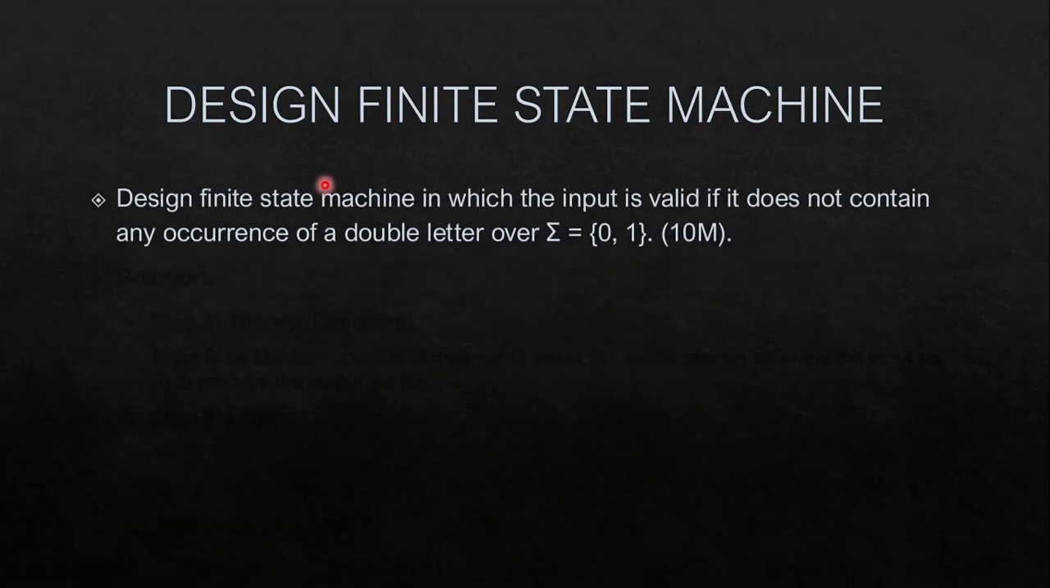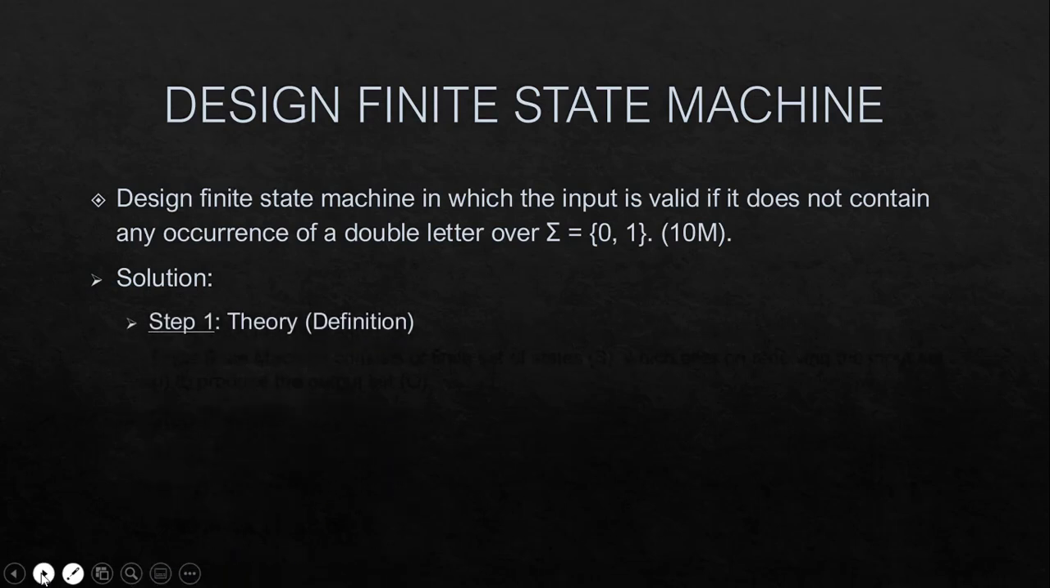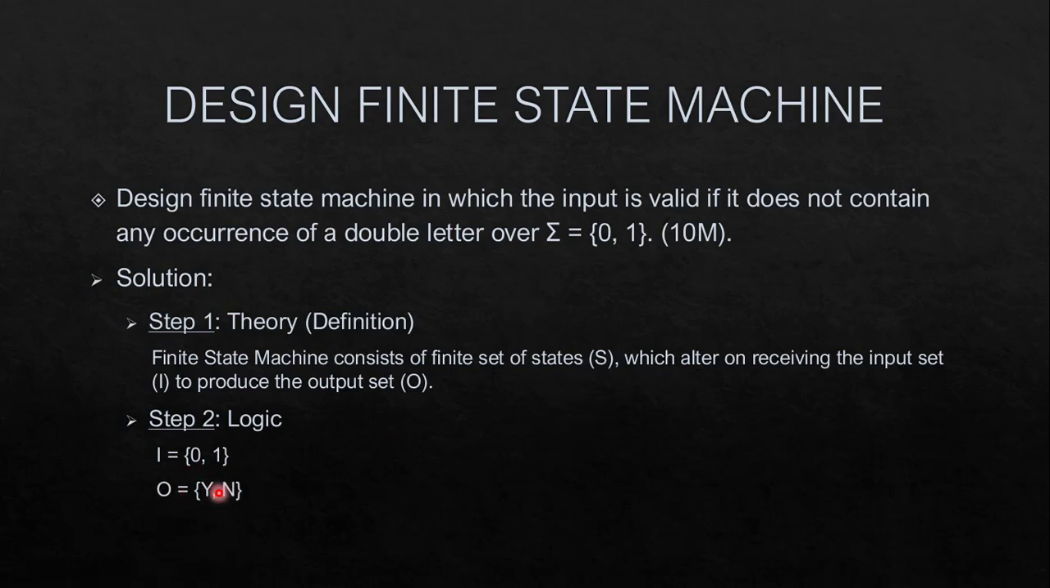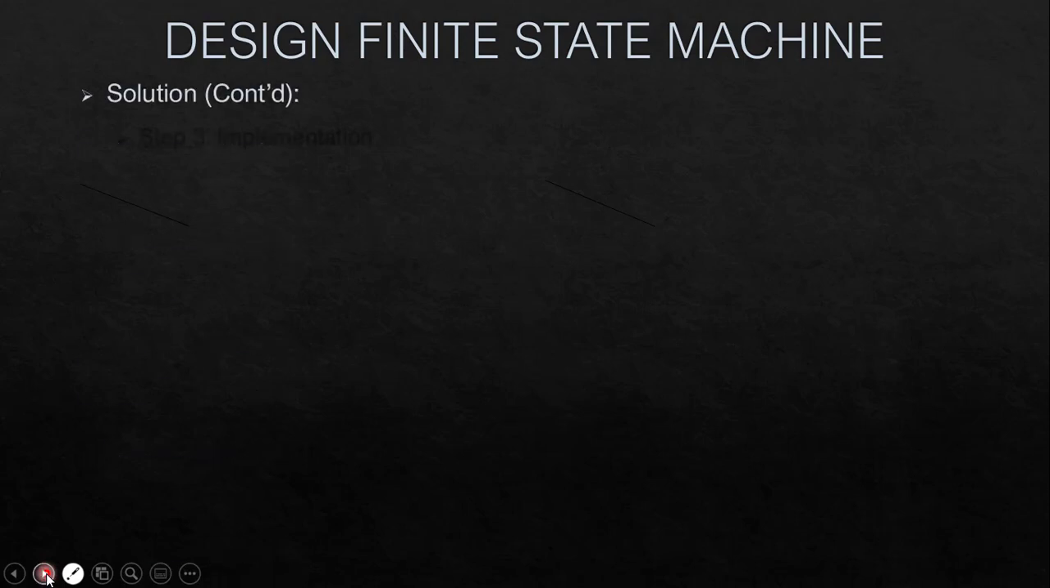The question says that we have to design a finite state machine such that the input is validated if and only if it does not contain any occurrence of a double letter over the input 0, 1. So, step number 1 of the solution is theory, that is the definition of our finite state machine. Step number 2 is logic, wherein our I is already mentioned in the question as 0, 1, O is y, n and our S is Qs, Q0, Q1, Q2 and Q3. So, let us see what each of these states represent in our state transition table.